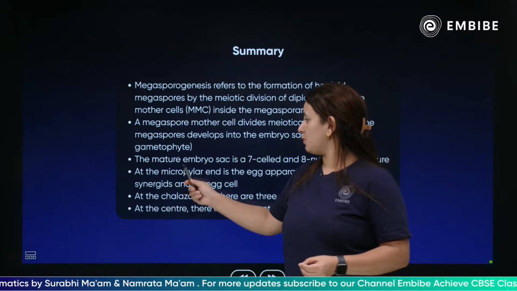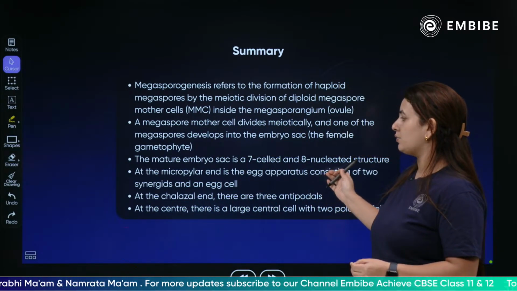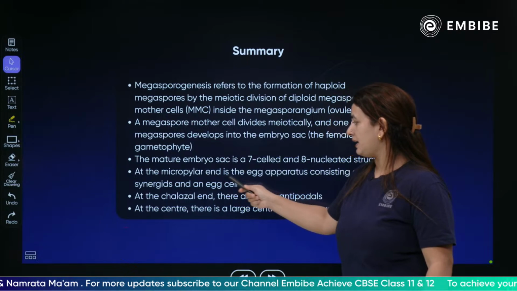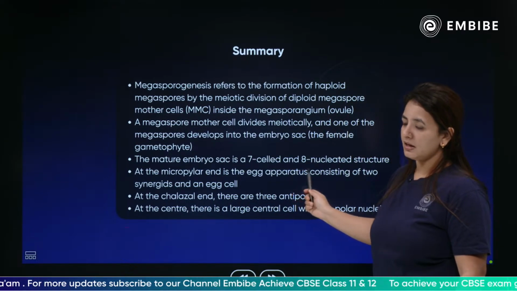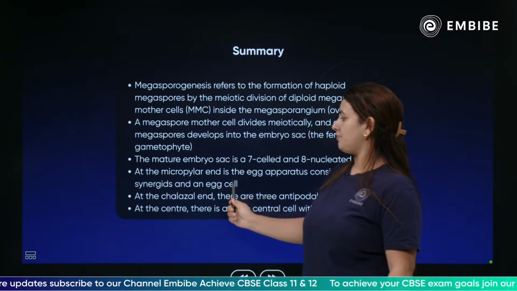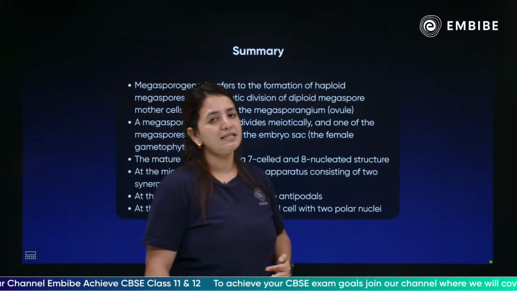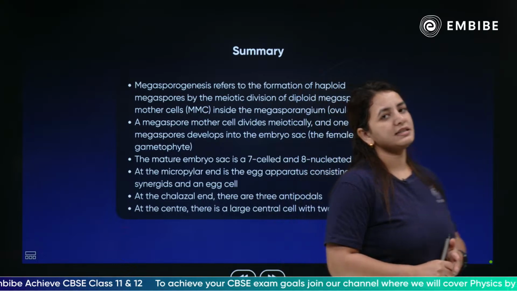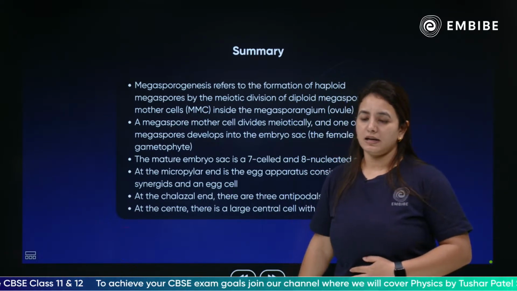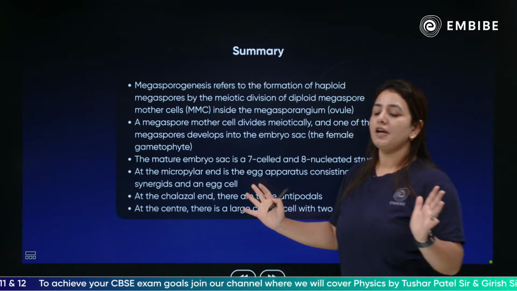A mature embryo sac will have 7 cells and 8 nuclei. At the micropylar end the egg apparatus is present, consisting of 2 synergids and 1 egg cell, and at the chalazal end there are 3 antipodal cells, and at the center there is a central cell having polar nuclei. Clear? So this is all we have studied.